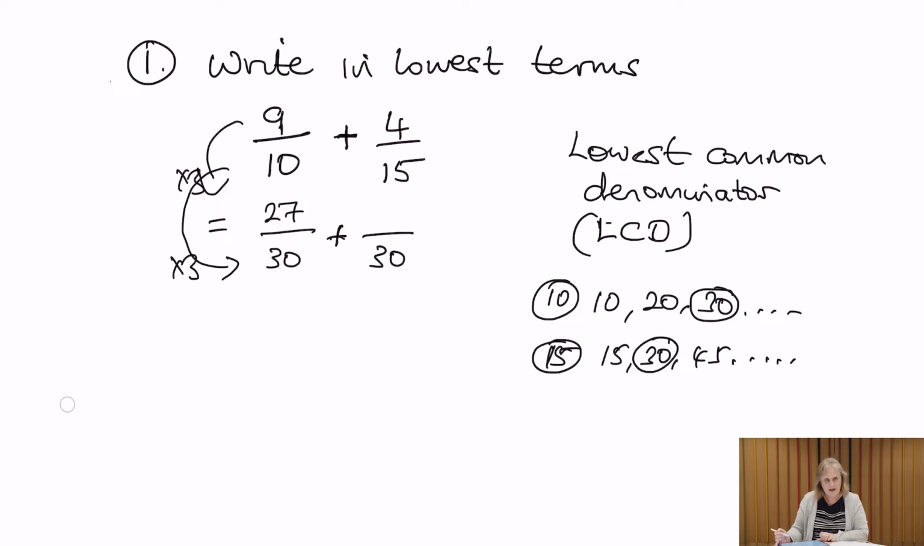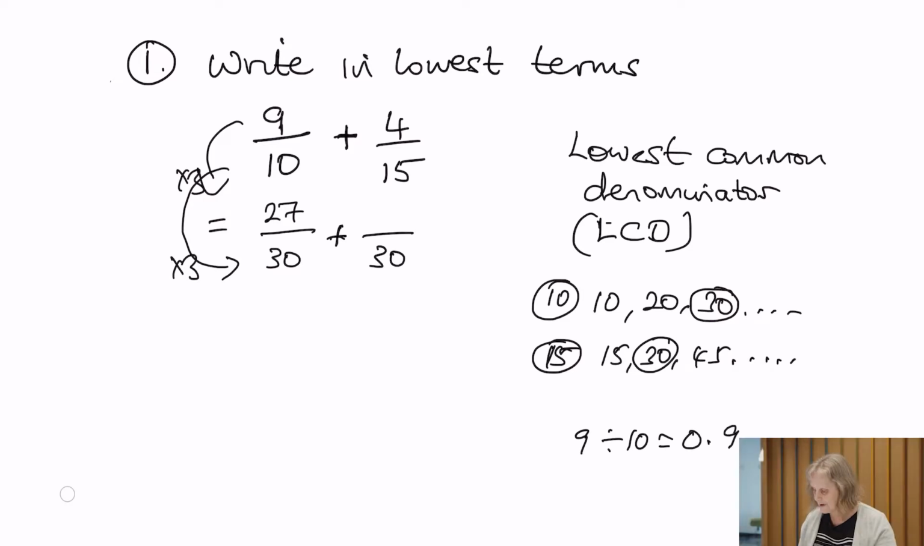And you can check that on the calculator. If you do 9 divided by 10 on the calculator, that will give you 0.9. And the equivalent fraction that we've just worked out, if you divide 27 by 30, it should give you 0.9 if we've done it correctly. That's why we do that. It seems strange why we do that procedure for adding and subtracting fractions, but that's the reason. We have exactly the same value represented now, but we have the common denominator.